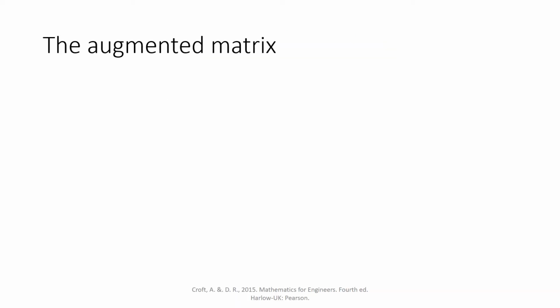Number one, what is the augmented matrix? This is a system of linear equations, two equations and two unknowns, x and y. If we have 3 unknowns, there will be 3 equations.